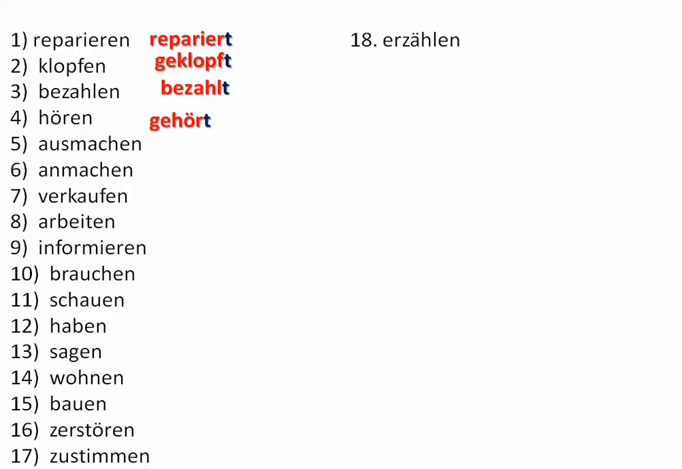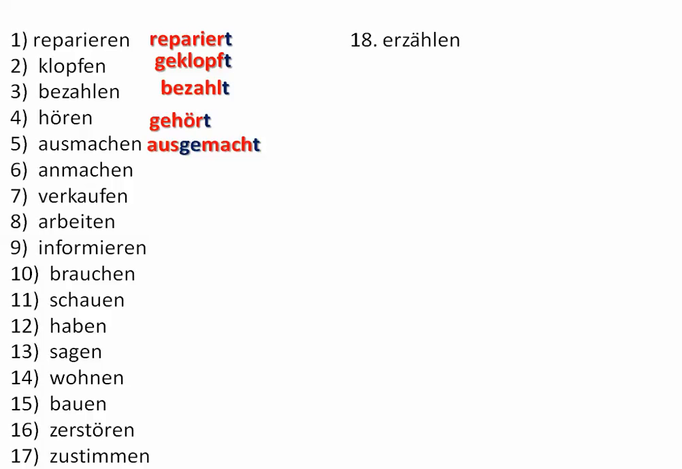I haven't heard it. Ausmachen. Aus is a separable prefix in German. So when you form the past participle, this ge is going to be placed between the prefix aus and the rest of the verb mach, or the root of the verb mach, and then the t at the end to have ausgemacht. And it means to turn off. So for example, ich habe das Licht ausgemacht. I have turned the light off.